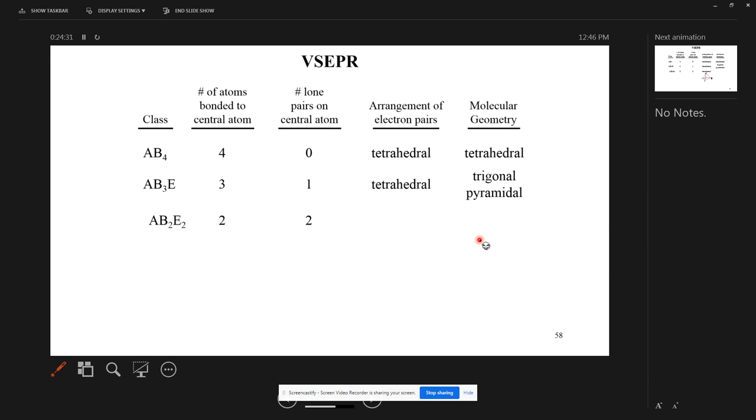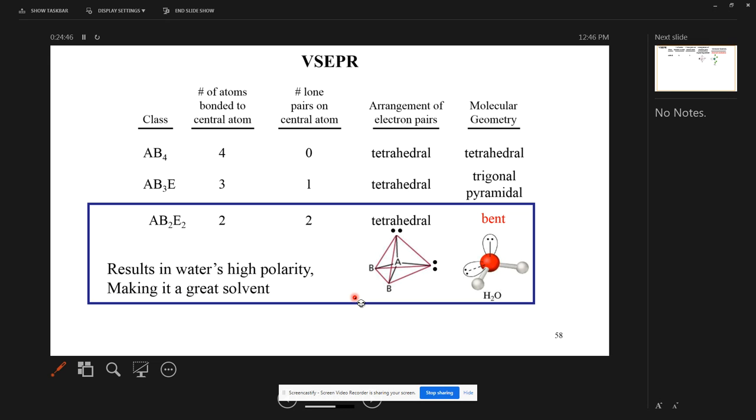If you have 2 things that are bonded and 2 things that are non-bonding pairs, again, if we're only focusing here, those non-bonding pairs push them to the side, and again we get bent. So if there's 2 things attached, whether it's 1 or 2 non-bonding pairs, it would still be considered bent.